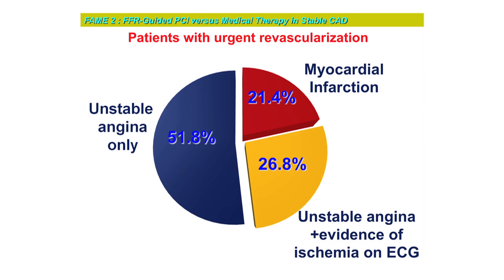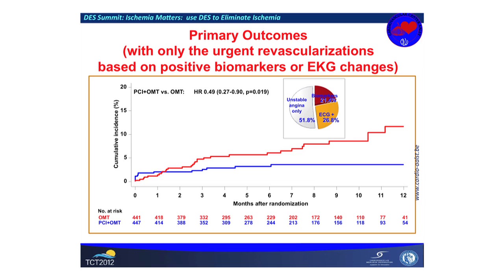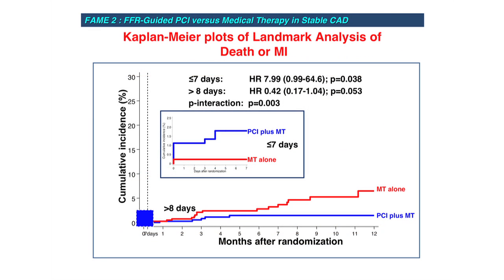It is said in the FAME 2 study that the endpoint consisted of death, MI, and urgent revascularization. And the criticism was that urgent revascularization was a man-made event. But if you look at these patients and only take those who had enzyme elevations, myocardial infarctions, or evidence of ischemia on the ECG, and you leave out the other ones, even then you find a significant advantage in the primary endpoint for the patients treated by FFR-guided PCI versus the OMT patients. And if you look at it another way, with the so-called landmark analysis, you get an even more striking result.